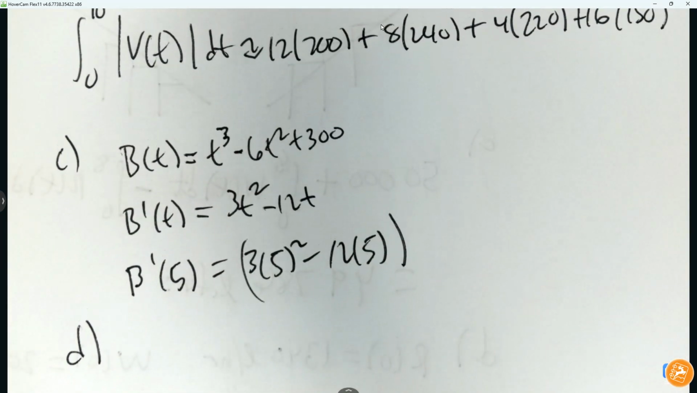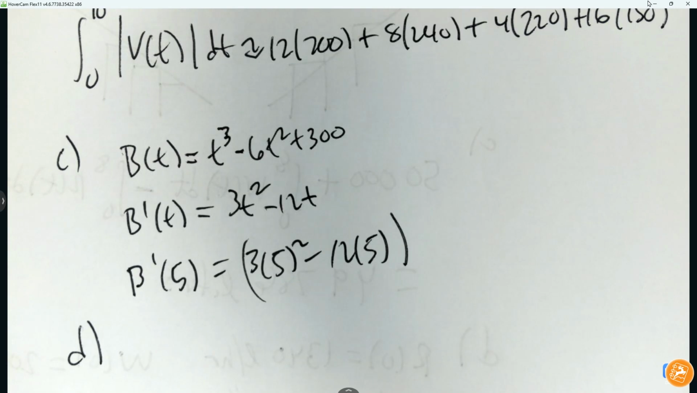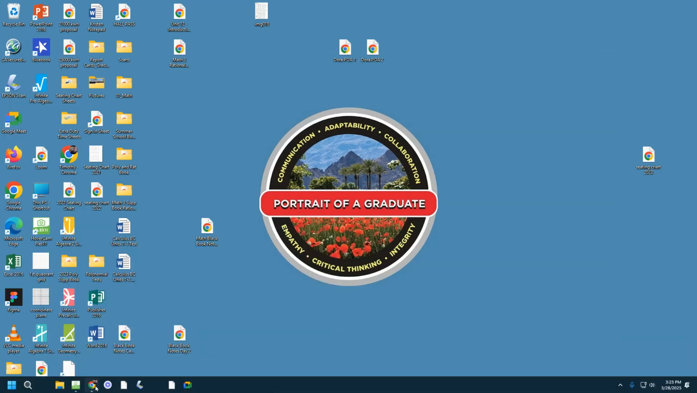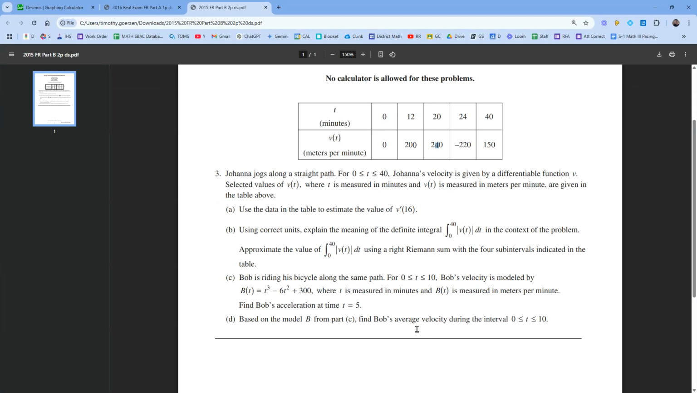All right, last one, part D. Read it first, press pause. Based on the Model B, find the average velocity. That's another way of saying average value, and that's an integration question. So to find the average velocity or average value of the velocity, we integrate from 0 to 10, and we're going to integrate that velocity, which is t cubed minus 6t squared plus 300. And then I divide by the difference of the bounds. So I divide by 10, take away 0, and that will give me my answer.